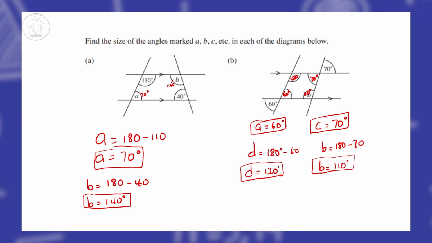Of course, we can check to see if all of this adds up. Let's just check to make sure. We have 120 plus 70 plus 110 plus 60. That would give us 360 degrees.